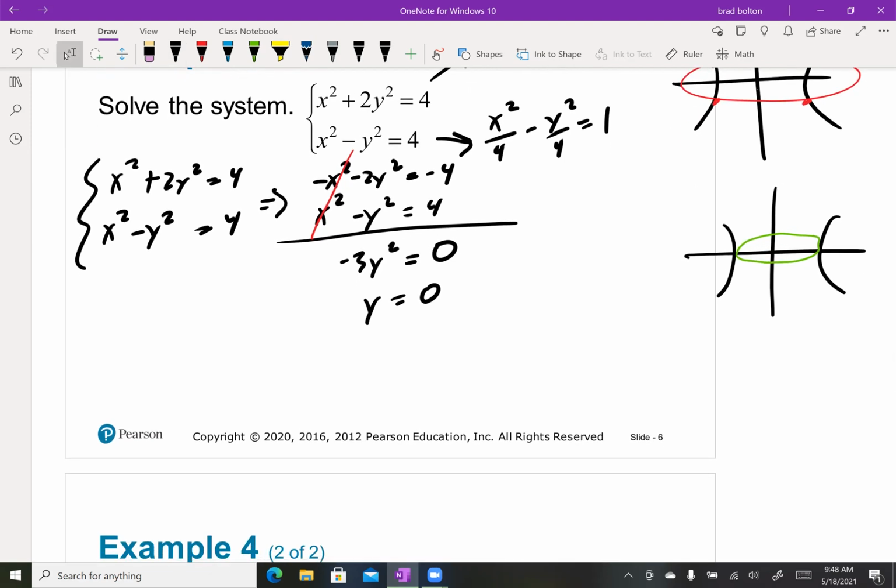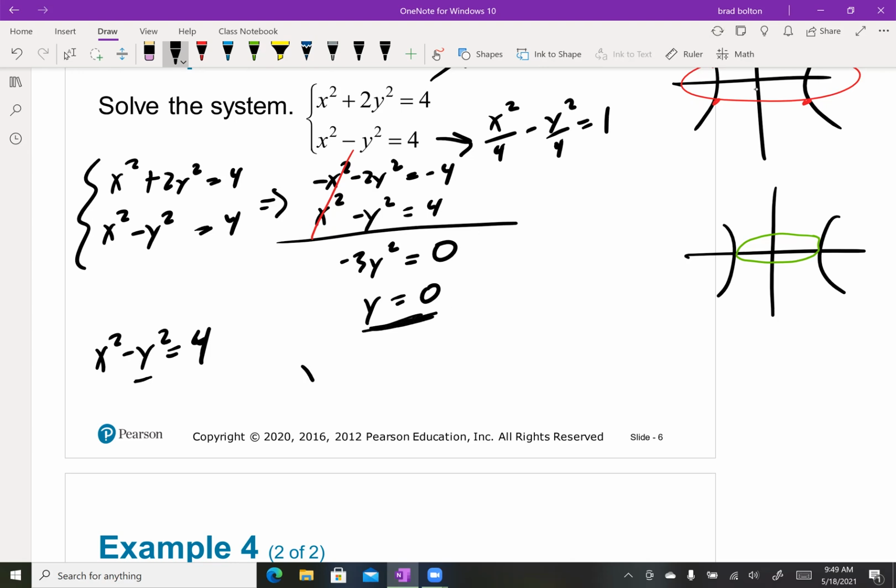Now we have to solve for x. So I'll use x squared minus y squared equals 4. And you might ask how did you choose the bottom equation versus the top equation? It's whichever one looks easier to work with, because it's a system, so it should work in both. That's the whole point. So I'm going to take y equals 0 and plug it in here.